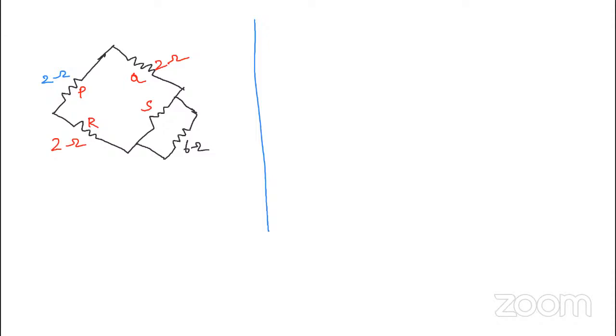So the balanced condition. What is the formula for the balanced condition of the Wheatstone bridge? What is the formula? It is P by Q, right? P by Q is equal to R by S. You know the formula. Okay, so first write the formula.